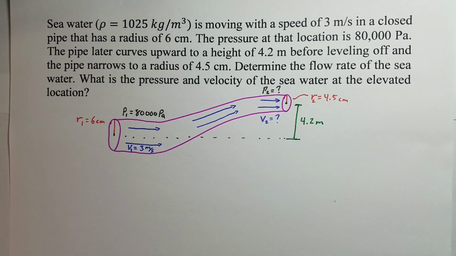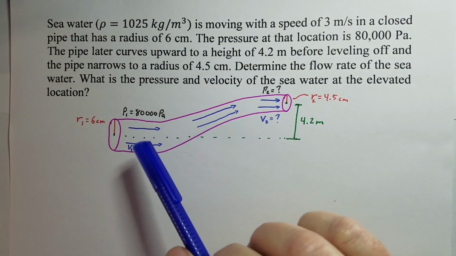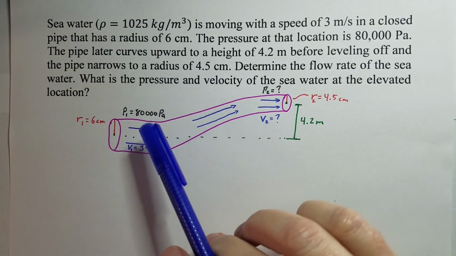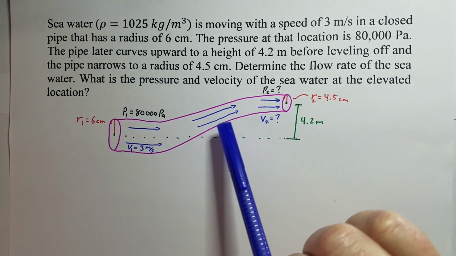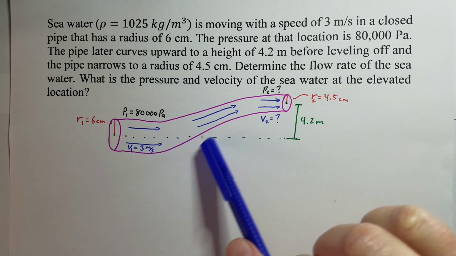Hi, this is Keely, and we're going to look at a fluid problem where the pipe actually goes up and narrows and see how that's handled. I did a previous video where the pipe just narrows and we figure out the pressure and the velocity, but this one we have the pipe being elevated.